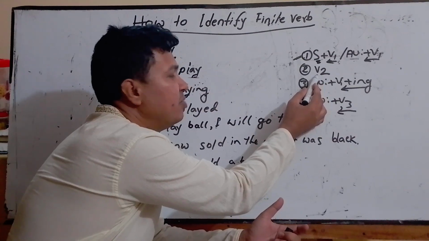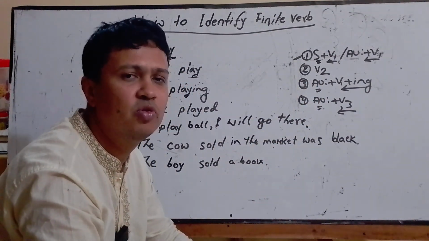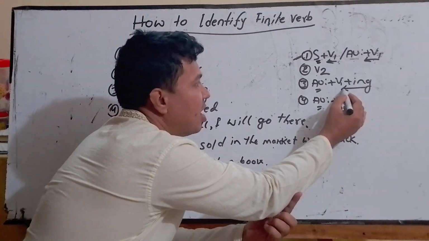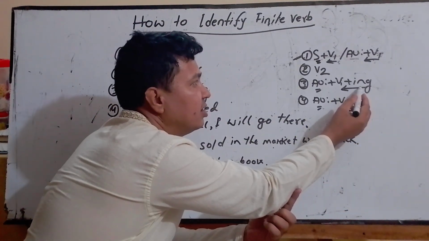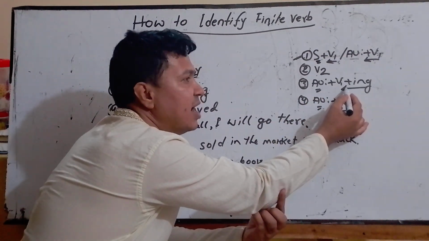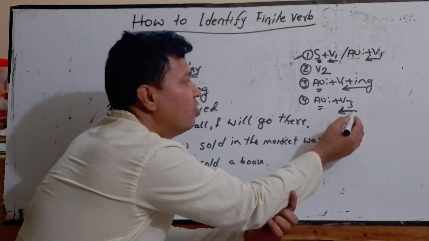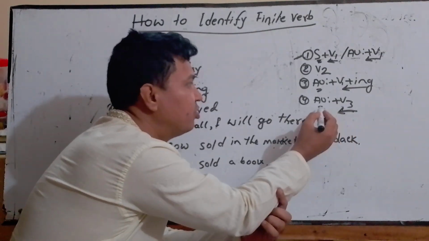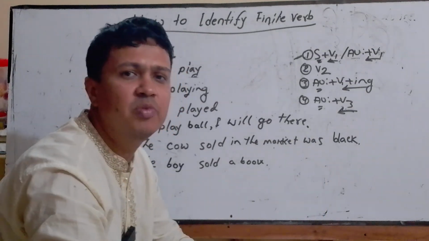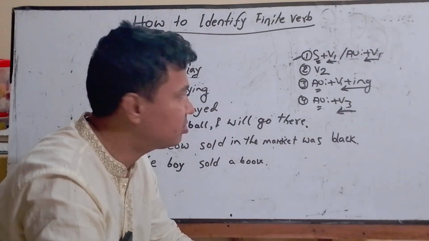And if you find any verb 2 anywhere in a sentence, the verb 2 will be a finite verb. And the third one is if you find any verb which contains ing and there is an auxiliary verb, then the verb containing ing will be a finite verb. And if you find any verb 3 of any principal verb and there is an auxiliary verb before the verb 3, then the V3 will be a finite verb because of having an auxiliary verb before it.